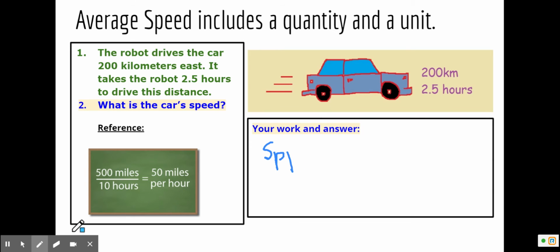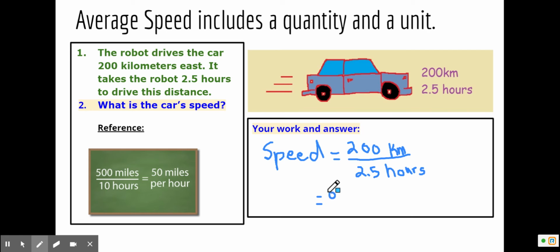Speed equals distance divided by time, or distance over time. The distance is 200 kilometers. Kilometers is a measurement unit of distance. Divided by time, 2.5 hours. Hours is a measurement unit of time. 200 divided by 2.5 gives us 80.